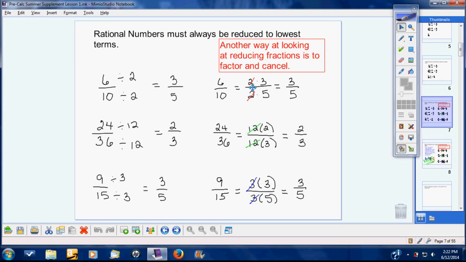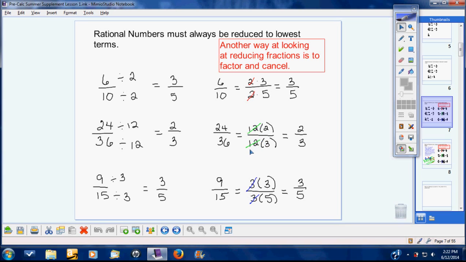Notice when you factor 6, 6 is 2 times 3, 10 is 2 times 5, and the 2's will cancel. It is always okay to cancel out factors. Notice I emphasize factors. Factors can be canceled, and I will make a big deal about that because it's important when we start to take a look at polynomials.